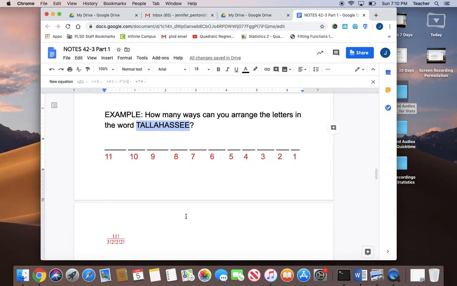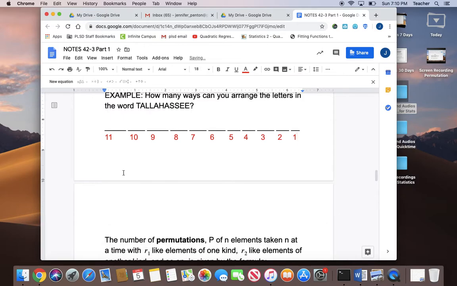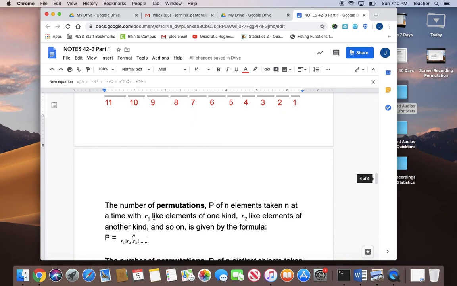So in order to do that, there's a formula here, and we're going to come back because we're not done with this problem. It says the number of permutations P of n elements taken n at a time, so that means you're going to arrange all n of them. So I'm arranging all 11 letters of the word Tallahassee, with R1 like elements of one kind, R2 like elements of another kind, and so on, is given by the formula P equals n factorial over R1 factorial, which is our elements of one kind, R2 factorial, like elements of another kind, R3 factorial, elements of another kind, and so on.